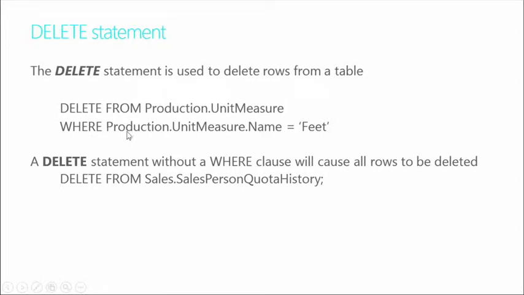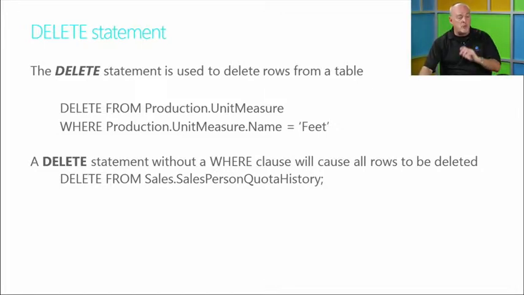All right, delete statement. Delete from the table where production.unitmeasure.name equals feet. Again, if I did a delete from without a where clause, what did I just do? Deleted everything in the table. Wrong. I toasted everything in the table, because I want to use the toast command. But yes, you're right, I deleted everything in the table. So when using updates and deletes, where clauses, is that a word? I don't know. They're essential because you can really mess up the data if you don't supply a where clause. A delete statement without a where clause will cause all rows to be deleted. That's the point I'm making there.